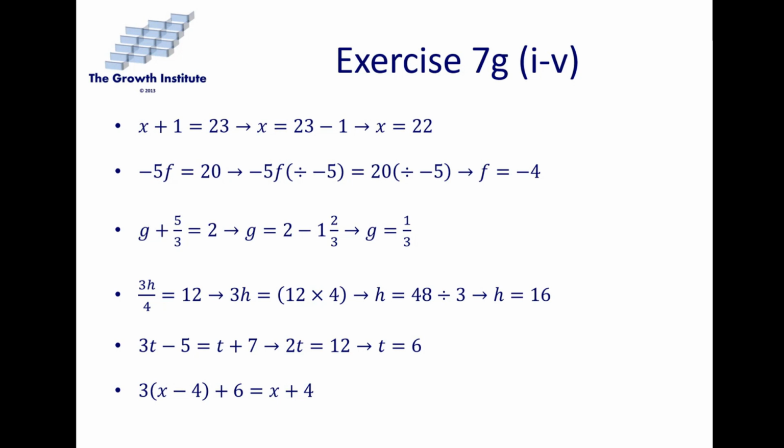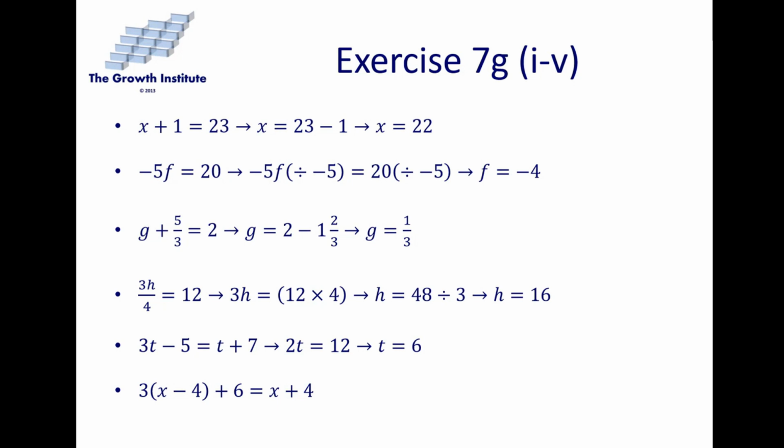Okay. Next one. 3h over 4 equals 12. We want h alone, but the first thing we do is we get rid of the 4. So if we multiply both sides of the equation by 4, we move forward. So now we have 3h is equal to 48. But I don't want 3h, I want h, so I must divide by 3. 48 divided by 3 is 16. So h equals 16.